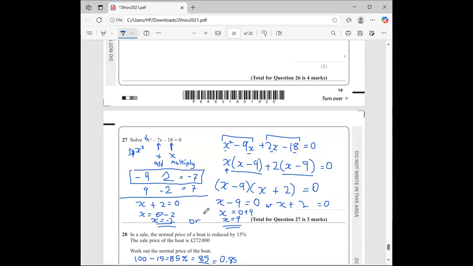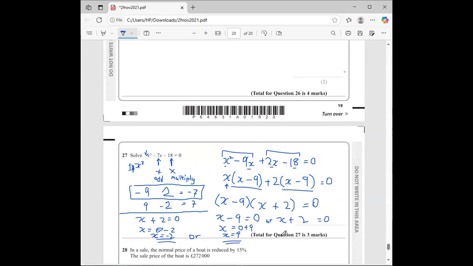Now, it will really be nice if you can present your working like this, okay? Don't try to skip any step. You see that there's no way you won't get your full marks. They said the total for question 27 is 3 marks.